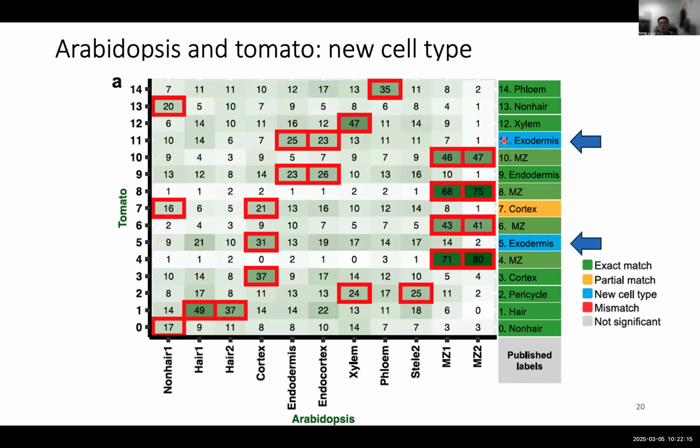When we compare tomato single cell data with Arabidopsis, the exodermis actually maps to these two clusters, which are endocortex and endodermis for Arabidopsis. And this other exodermis cluster maps to a cortex cluster in Arabidopsis. The good news is that these are all considered ground tissues.